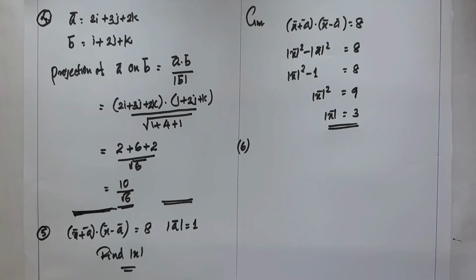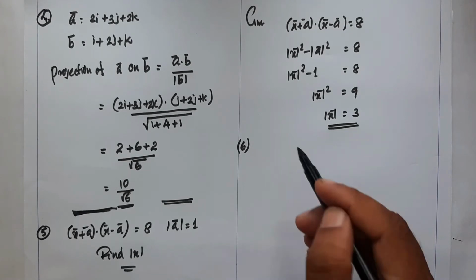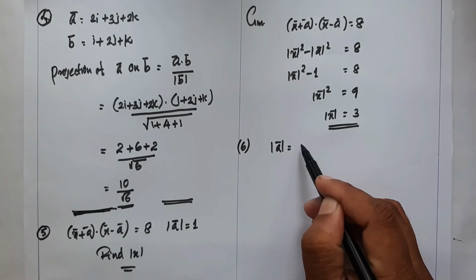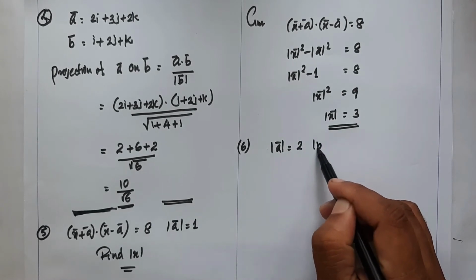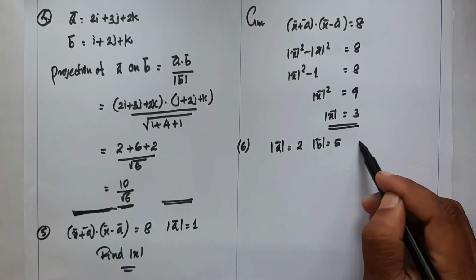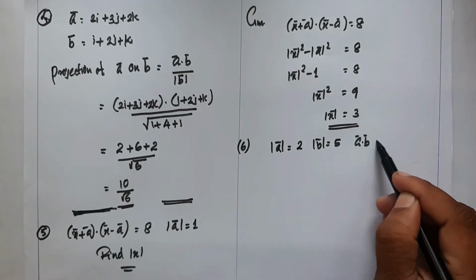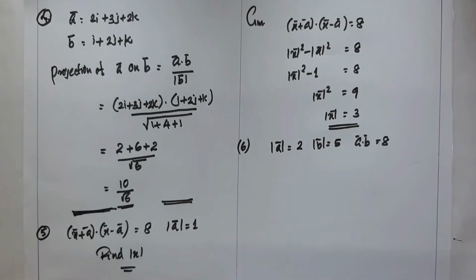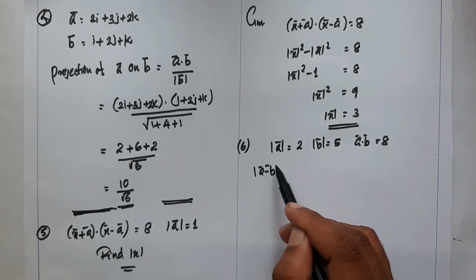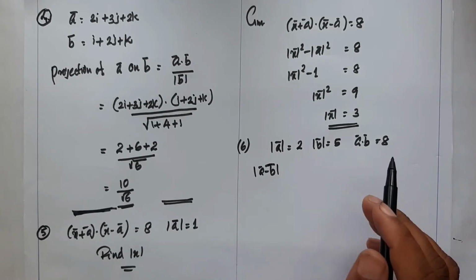Now find the modulus of A minus B. If mod A is equal to 2, mod B is equal to 5, and A dot B is equal to 8, find the modulus of A minus B. The direct value of mod A minus B is not possible.